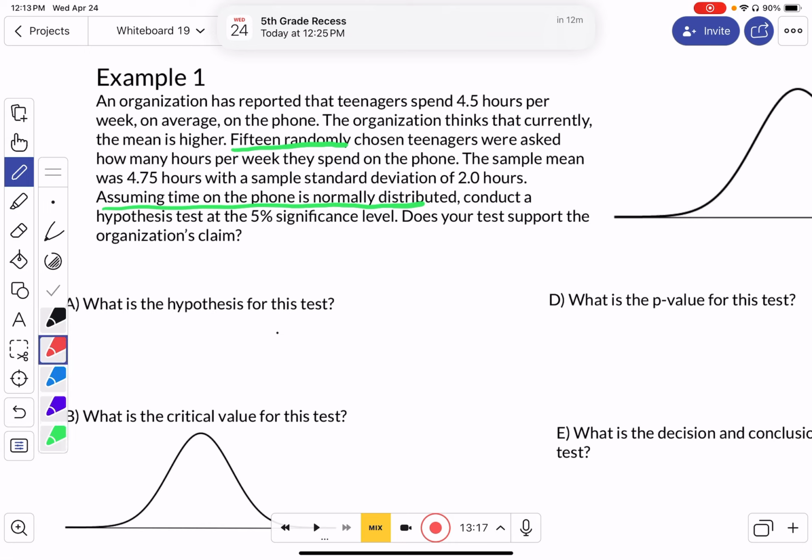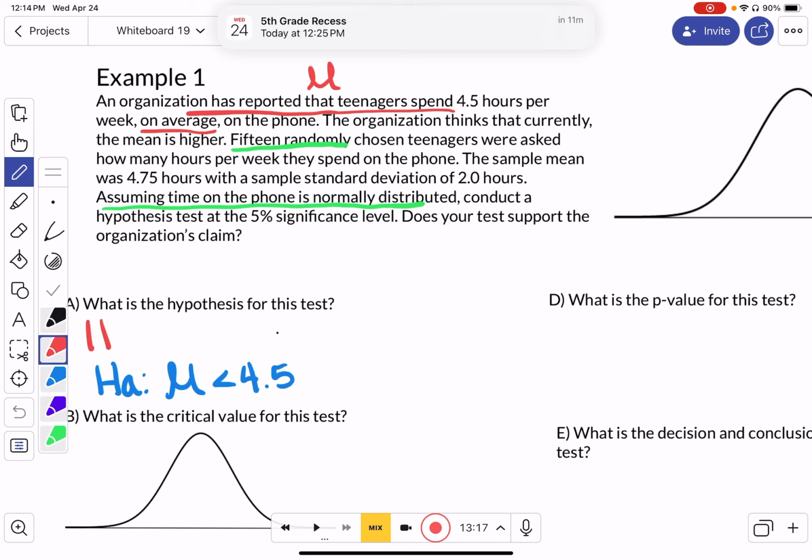So in order to conduct this test, we're going to have to create a hypothesis. And that hypothesis starts by identifying the mean. In this case, what are we talking about? Well, this "on average" part talks about the amount of time the teenagers spend on the phone. So this is mu. And here they tell us that they believe that our mu is something bigger than what's being stated. So we know that the part that we believe is the alternative.